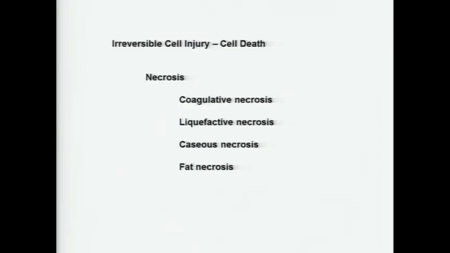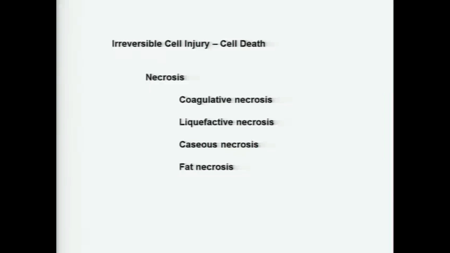And so permanent cell injury is necrosis. Okay? Permanent cell injury that is traumatic in nature, unintended cell death, is necrosis. And the reason why I'm saying that is because we actually do have a form of cell death that is intentional. Okay? And that form of cell death is called apoptosis. That's programmed cell death. And that's something we'll talk about at the end. But irreversible cell injury leading to unintended cell death is necrosis.